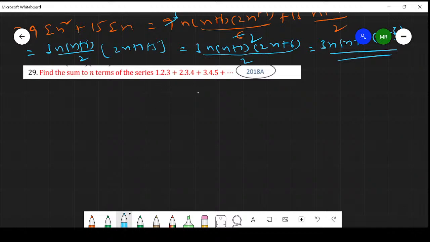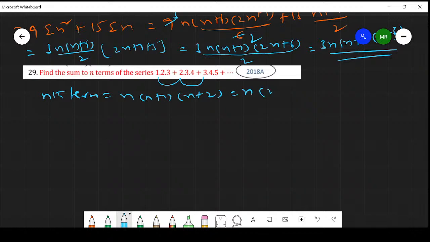You can see all consecutive terms. Look into the first, second and nth term, because they gave 1, 2, 3. The nth term will be n. I can write the nth term as n, the next one n plus 1, the next one n plus 2. See, all 3 consecutive terms. The nth term is equal to n into n plus 1 into n plus 2.